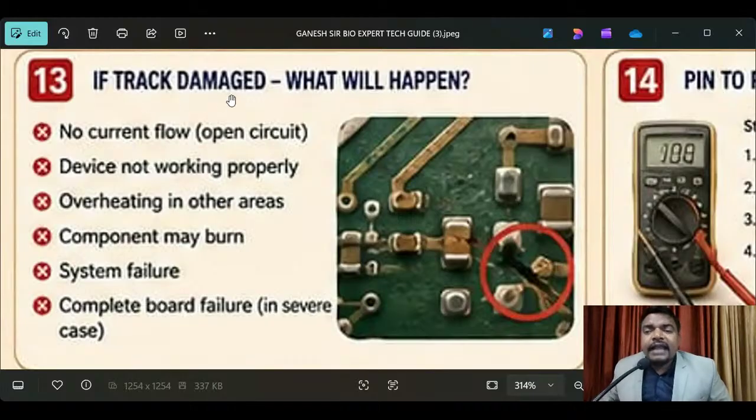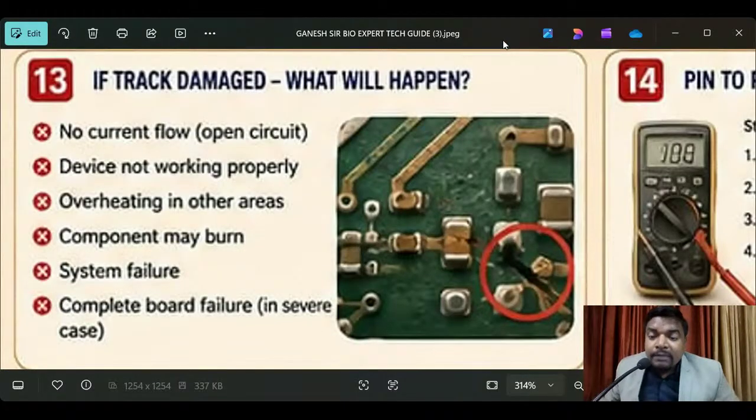And if track damage, see here, what will happen? In this picture, I'm going to show you what the damage is here. You can find out: no current flow, open circuit. If the track is damaged, number one point is no current flow, open circuit, and the device not working properly, overheating in other areas, component may burn, system failure, and complete board failure in severe cases. These are the track system.